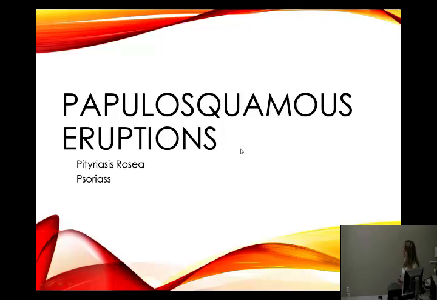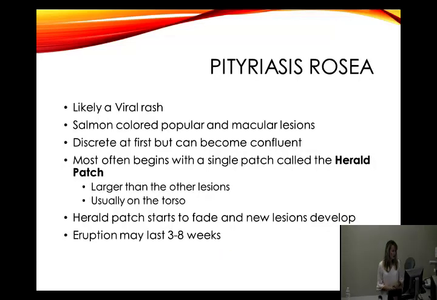So now we're going to move into different eruptions, papulosquamous eruptions. So we'll discuss pityriasis rosea in this section as well as psoriasis. So pityriasis rosea, it's likely a viral rash, and I actually had it in the viral rash section and then moved it over to the papulosquamous. We don't know exactly what causes pityriasis rosea, but we believe it probably is a virus. This is a salmon-colored papular and macular rash. It's discrete at first, but then can spread.